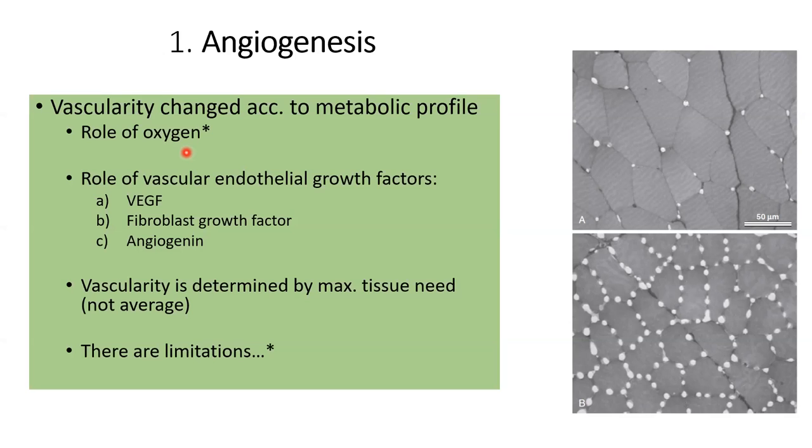So, coming back to normal life, if you start to exercise, the muscles concerned with the exercise will have increased oxygen demand because the existing oxygen profile is not enough now. This increased oxygen demand will dictate angiogenesis. Basic, this is the concept.